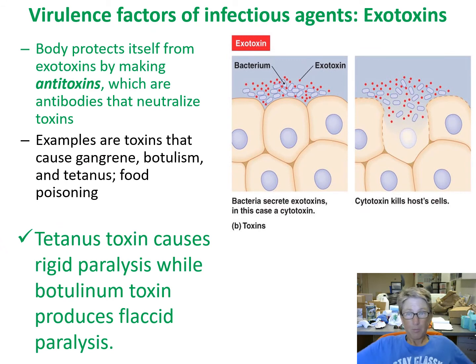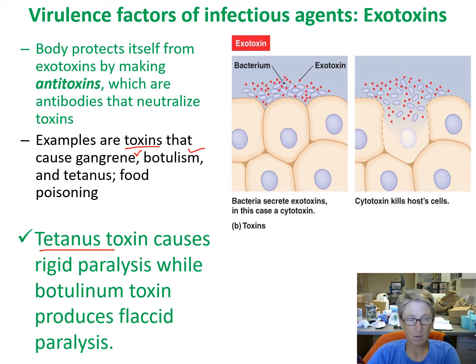Your body can protect itself from exotoxins by making antitoxins. An antitoxin is just an antibody made against a toxin, so they call it an antitoxin. And those antibodies can neutralize the toxins so the toxins can't kill you. Examples are toxins that can cause these diseases: gangrene, botulism, tetanus, food poisoning.